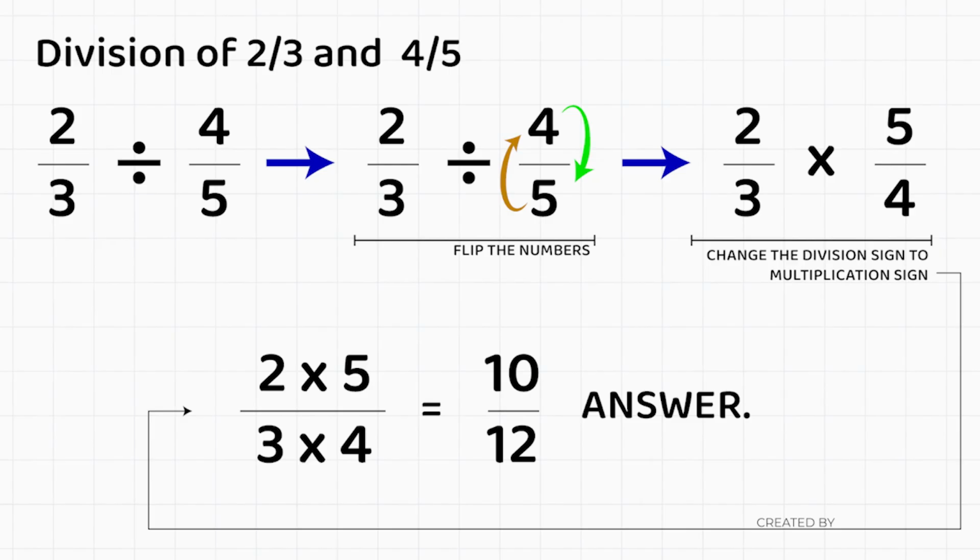Now for division, there's a really cool trick. I call it flip and multiply. You keep the first fraction exactly as it is, you change the division sign to a multiplication sign, and then you flip the second fraction upside down. So 2 by 3 divided by 4 by 5 becomes 2 by 3 multiplied by 5 by 4. Now it's just a multiplication problem, and that gives us 10 by 12. Just remember the trick. Flip the second one and multiply.